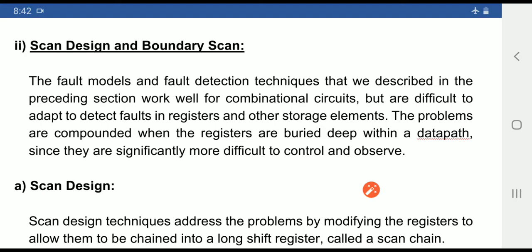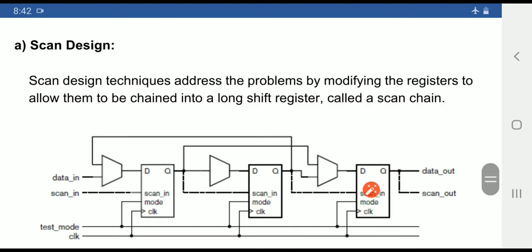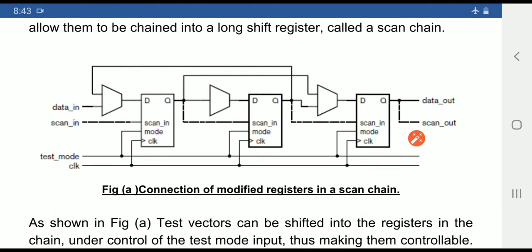Now we will first discuss the importance of scan design. This is a scan design technique which addresses the problems by modifying the registers to allow them to be chained into a long shift register. This is a long shift register which uses 3 D flip-flops. We call them a scan chain. Now we will discuss how the scan chain technique allows us to control and observe the outputs of each flip-flop. Here the flip-flop is nothing but a D flip-flop, and we can detect the faults.